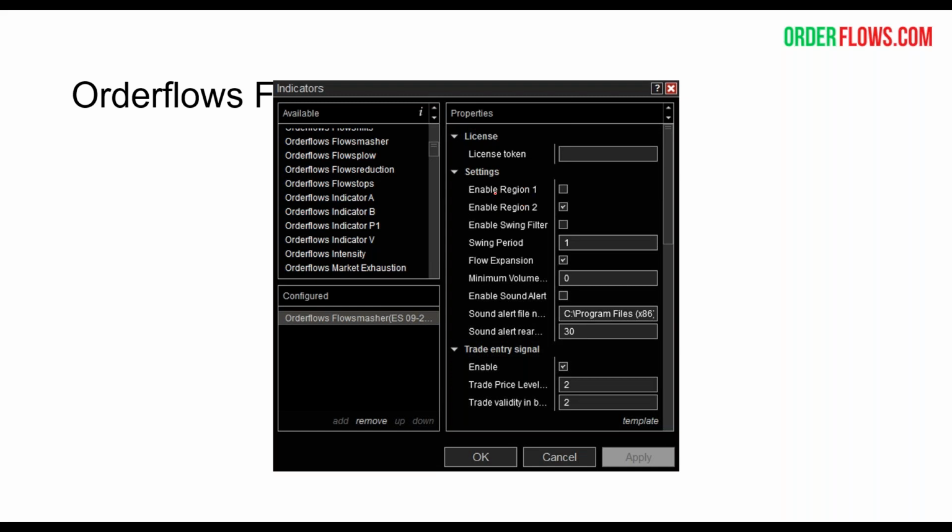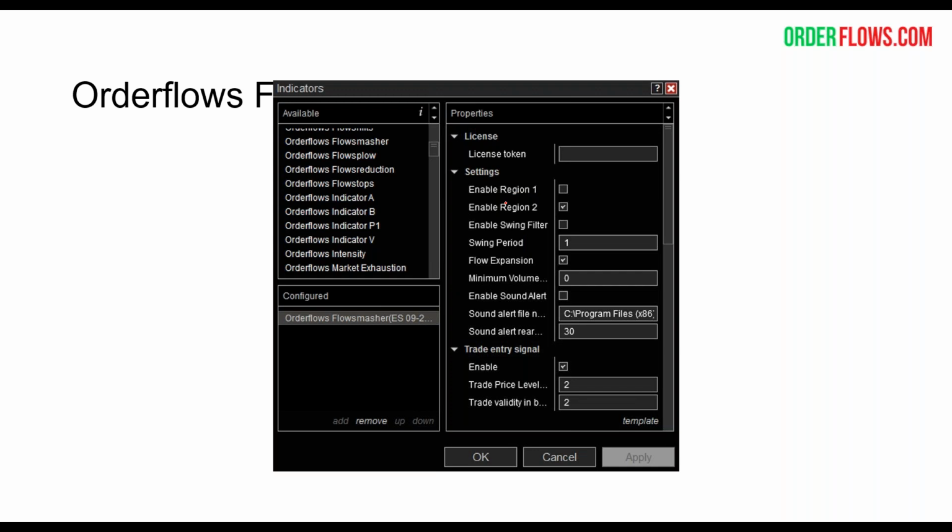But basically what Flowsmasher does is it breaks down order flow in a bar by regions. Okay, there's region 1, region 2, and there's another area called flow expansion. Okay, we also have a swing filter. So if you're looking for swing highs or swing lows, you can determine the length of the swing high or swing low. Okay, but really what I'll focus on are the different regions.